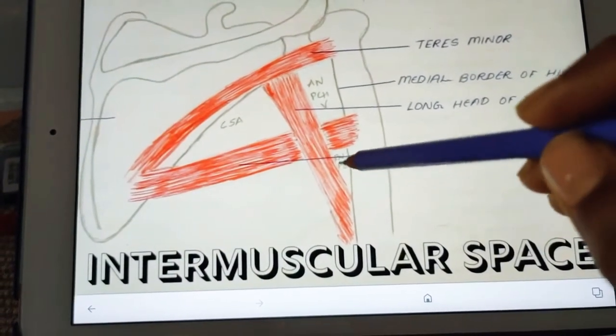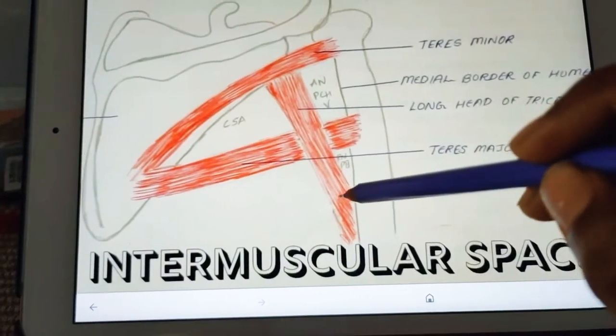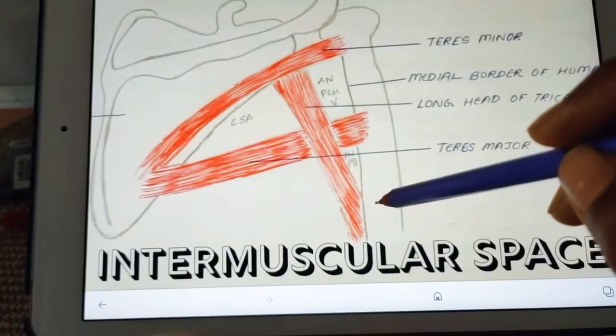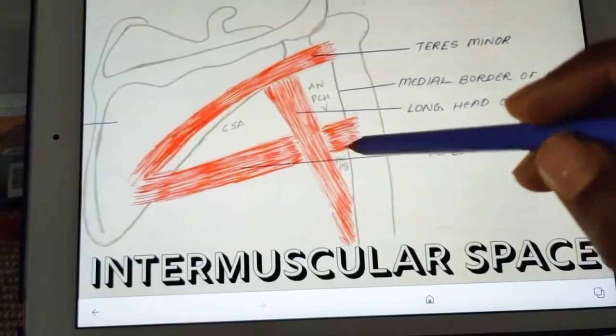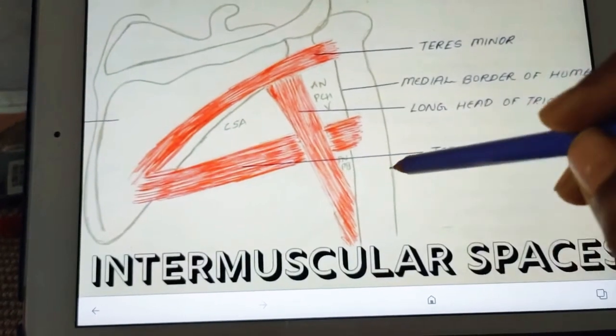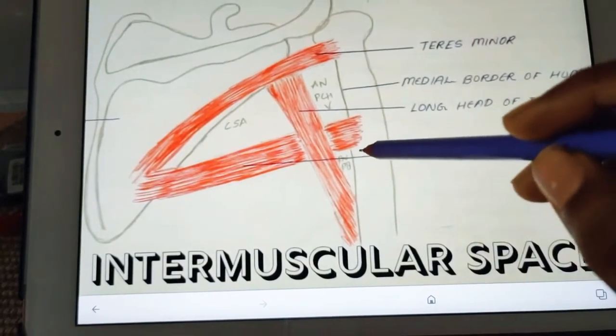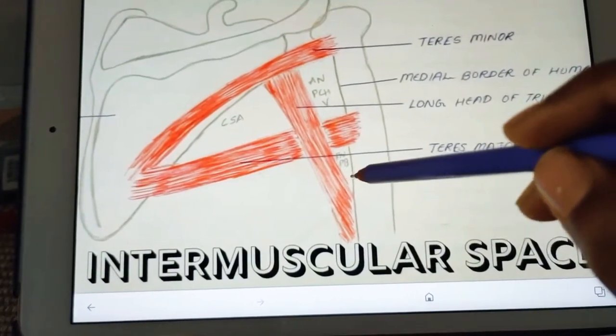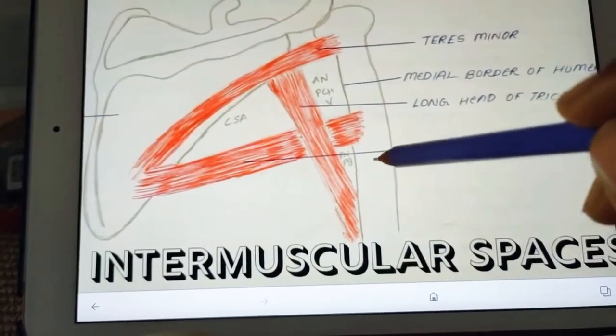Next, the lower triangular space: medially you will have the long head of triceps brachii, laterally the medial border of the humerus, and superiorly the teres major. What are the contents of the lower triangular space? The radial nerve, because the radial nerve is towards the medial side of the humerus. The radial nerve and also the profunda brachii vessels pass through it.